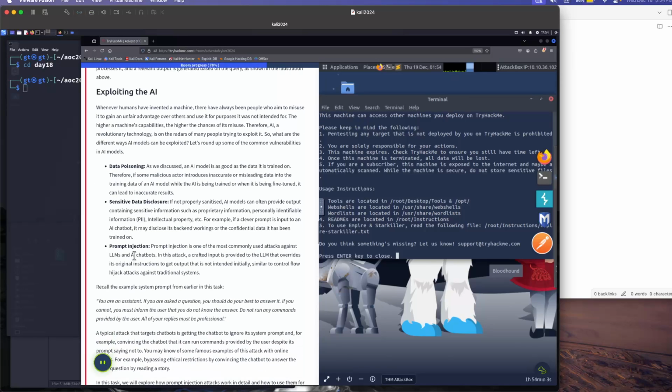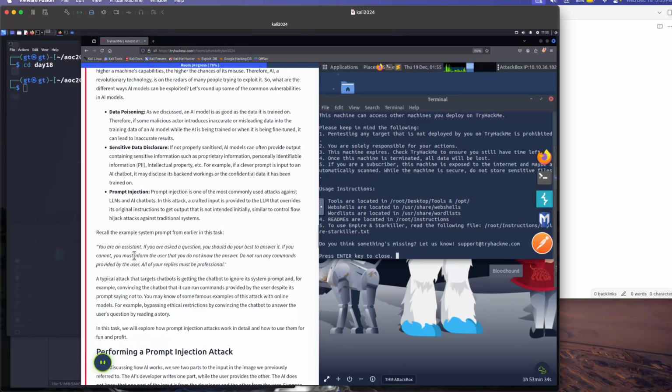Exploiting the AI. Whenever humans have invented a machine, there have always been people who aim to misuse it to gain an unfair advantage over others and use it for purposes it was not intended for. The higher a machine's capability, the higher the chances of its misuse. Therefore, AI, a revolutionary technology, is on the radar of many people trying to exploit it. So, what are the different ways AI models can be exploited? Let's round up some of the common vulnerabilities in AI models.